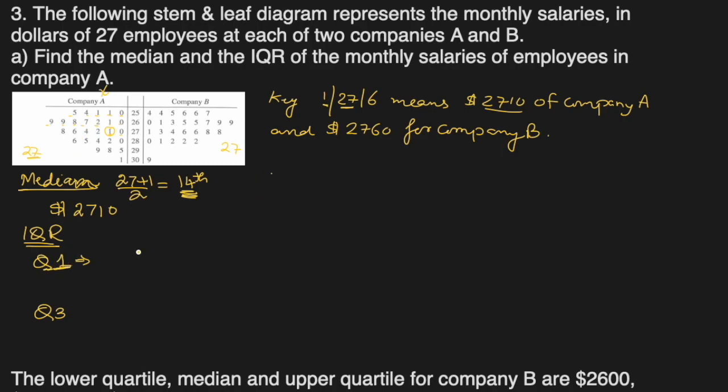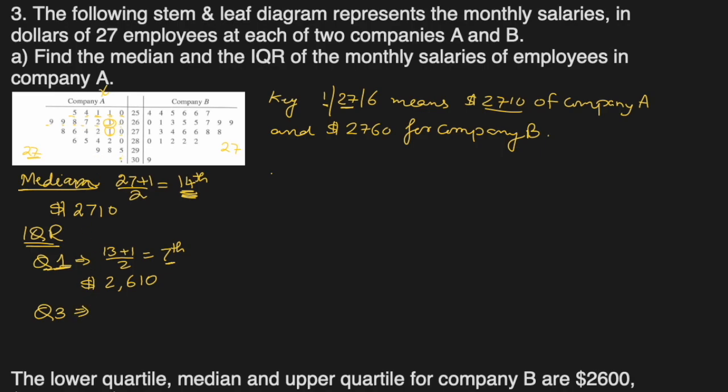So let's see what position will be the Q1. It will be 13 plus 1 divided by 2, which is 7th position. So 1, 2, 3, 4, 5, 6, 7. This is Q1, which is 2,610 dollars. Similarly, the 7th position in upper half excluding median will be the upper quartile Q3.